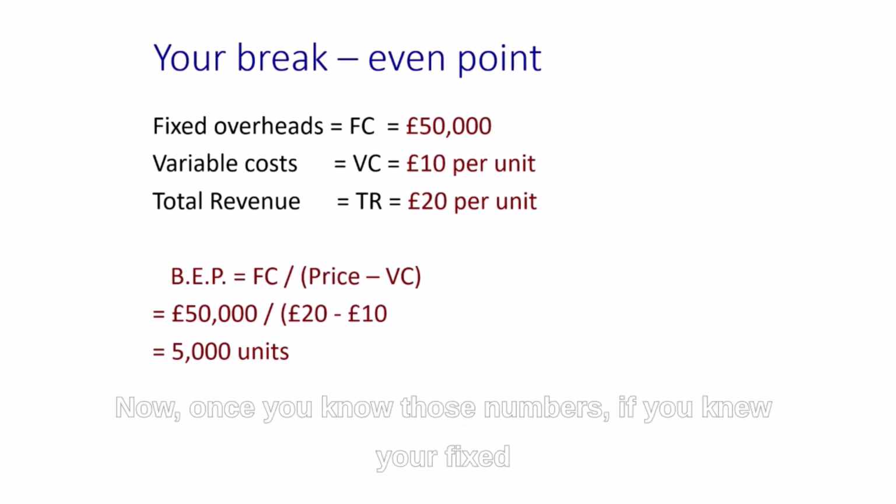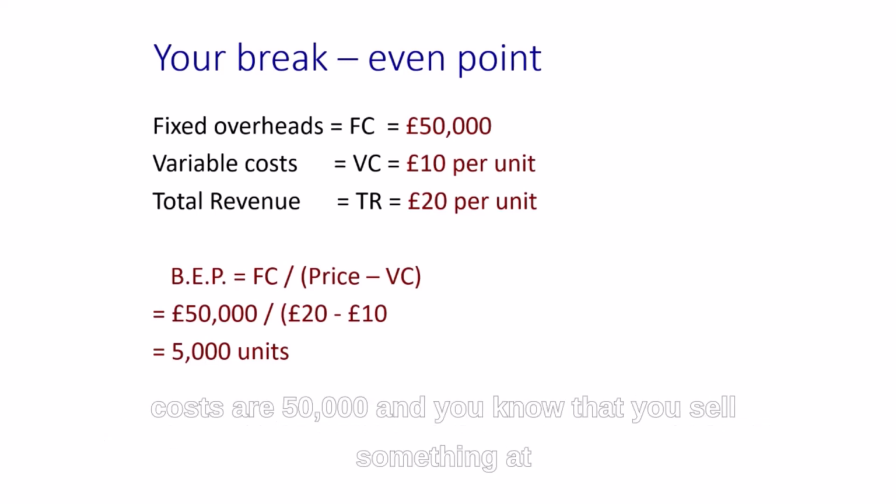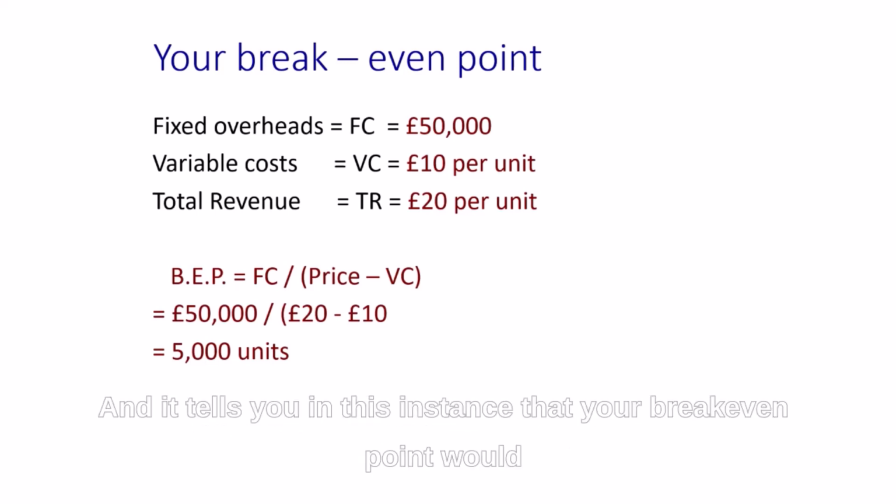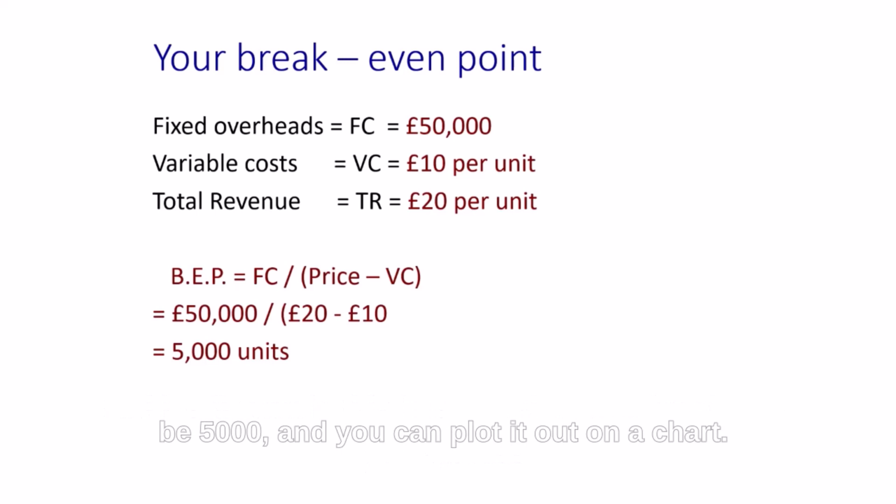Now, once you know those numbers, if you knew your fixed costs are 50,000 and you know that you sell something at £20 a unit and it costs you £10 a unit to make it, that tells you you're making £10, or dollars, of course. That tells you you're making 10 on each unit you sell. And you have to sell enough of those 10s to cover the 50,000 fixed costs. So your break-even point, it's called, is fixed costs 50,000 divided by the profit you make on everything you sell, 20 minus 10. And it tells you in this instance that your break-even point would be 5,000.